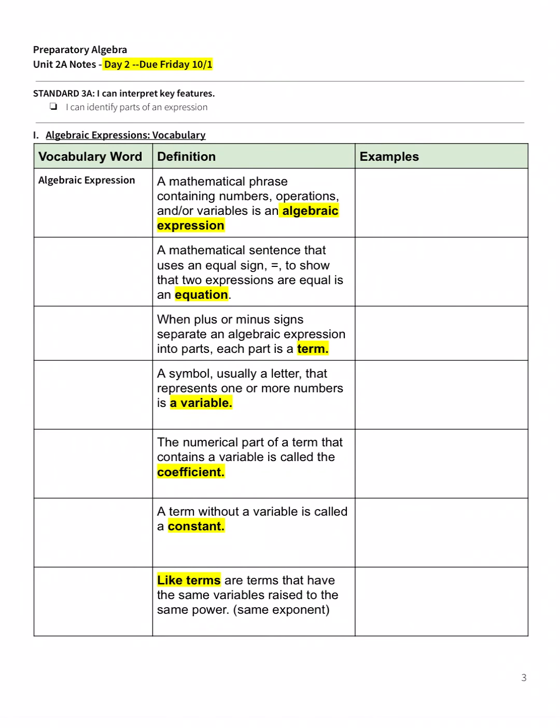This is your Unit 2A Day 2 video notes. In this set of notes, you are going to work on Standard 3A, I Can Interpret Key Features. This video is all about math vocabulary.